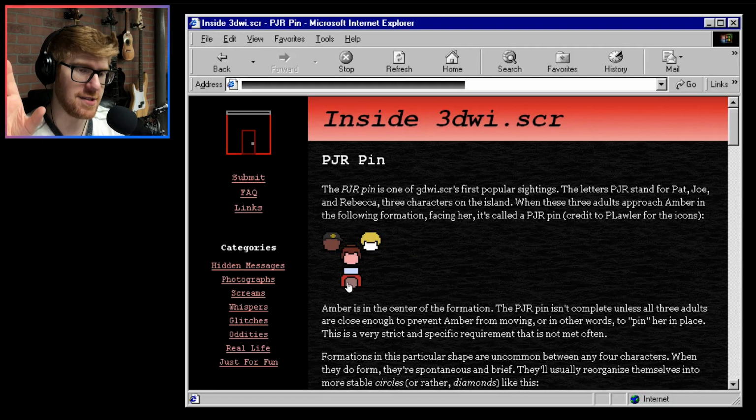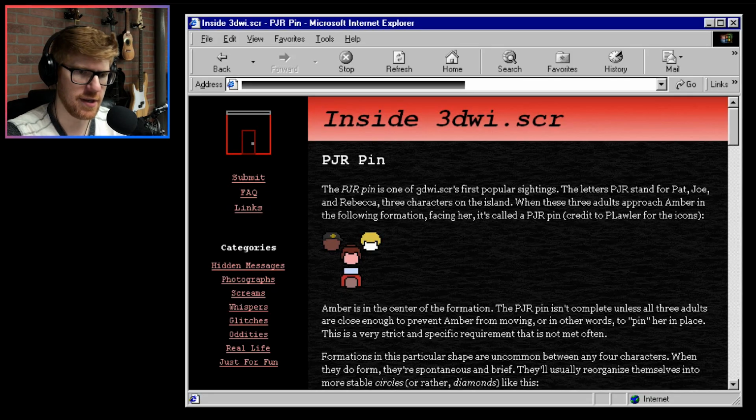By the way, this has some implications that I don't know how much of this video I'm going to be able to release. Amber is in the center of the formation. The PJR pin isn't complete unless all three adults are close enough to prevent Amber from moving. In other words, pin her in place is a very strict and specific requirement that is not often met.